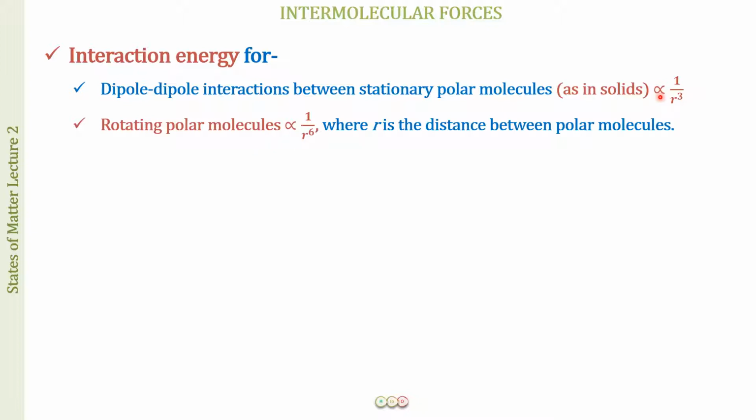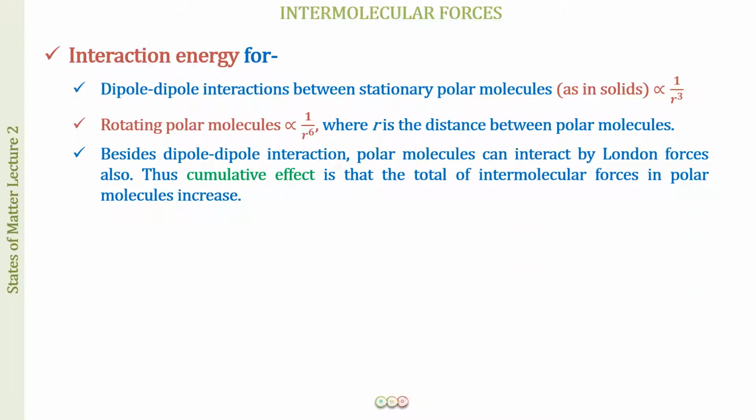Okay, so when the molecules are stationary, there are going to be more forces. When the molecules are rotating and moving, the interaction energy would decrease. The next thing you have to remember is that when these polar molecules are interacting, there is going to be a dipole-dipole interaction, but the London forces are also present. So the intermolecular forces that we will be seeing in polar molecules will be a cumulative effect of the dipole-dipole forces as well as the London forces.